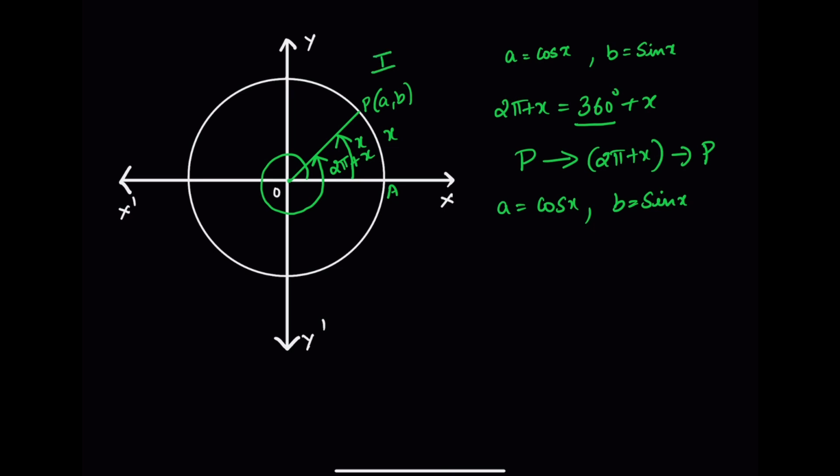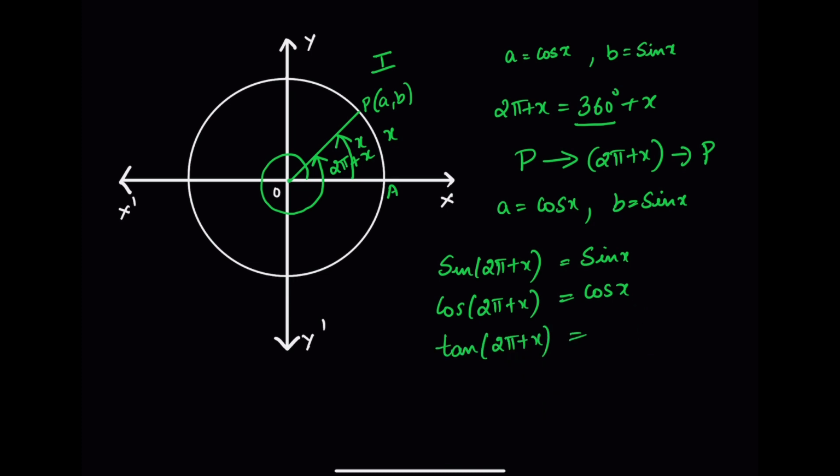So sine of 2 pi plus x is equal to sin x, cos of 2 pi plus x is cos x, and tan of 2 pi plus x is tan x. So this is how we can find out the values of 2 pi plus x for the trigonometric functions.